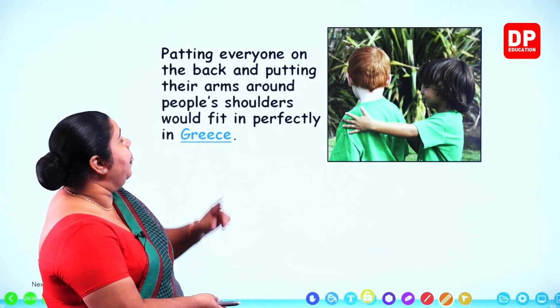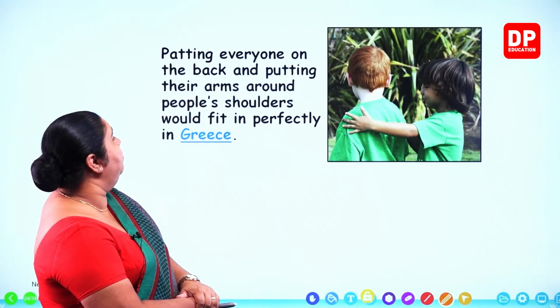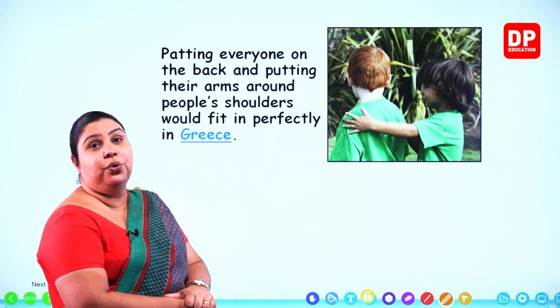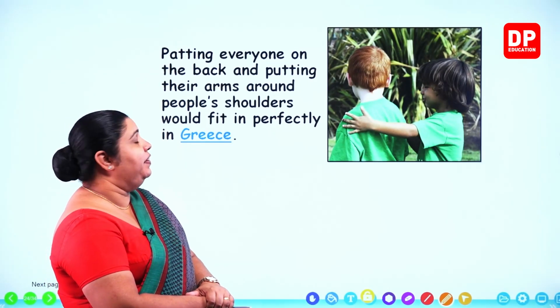That is what they do. Patting everyone on the back and putting their arms around people's shoulders would fit in perfectly in Greece.